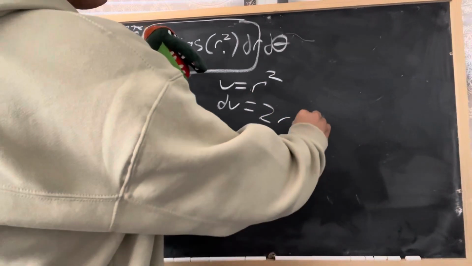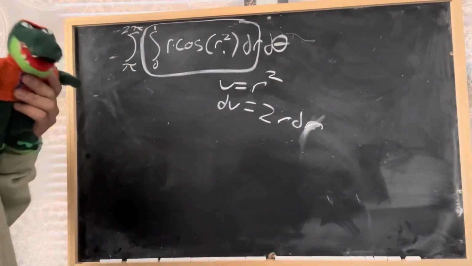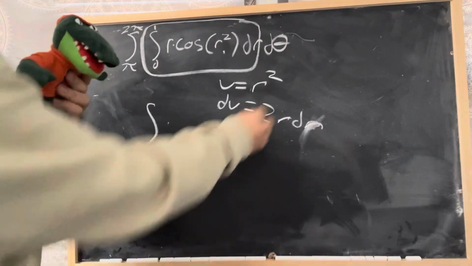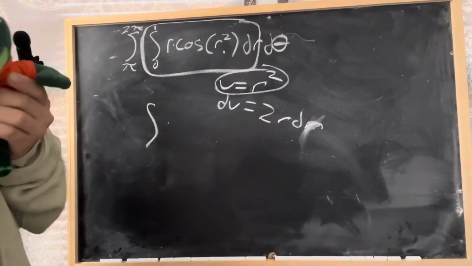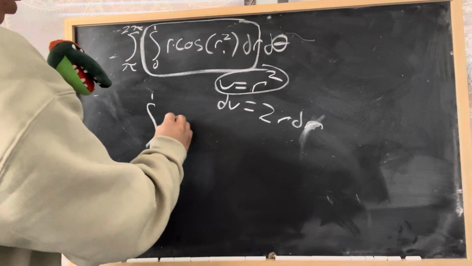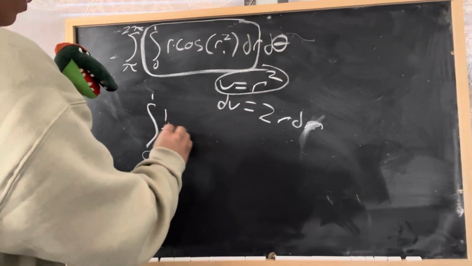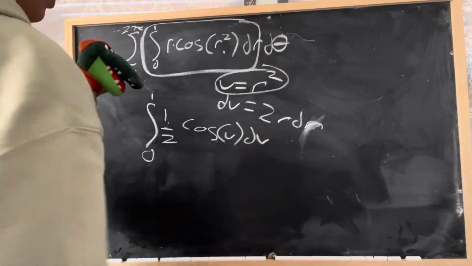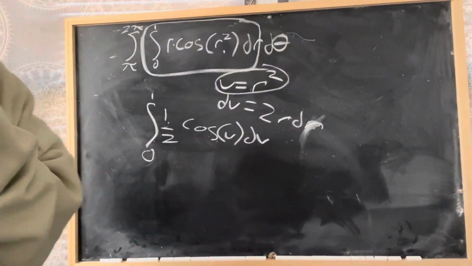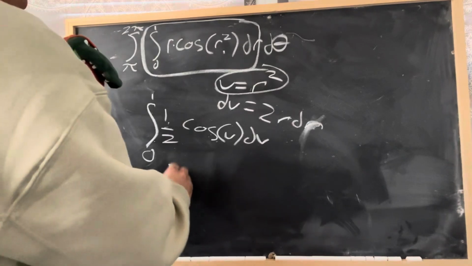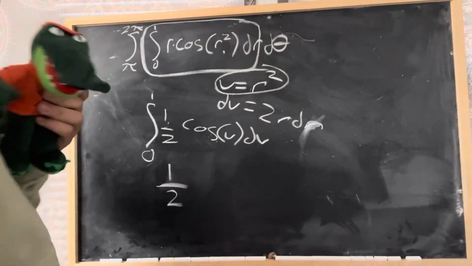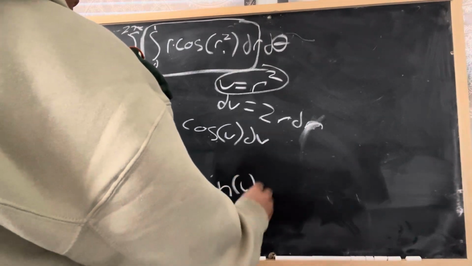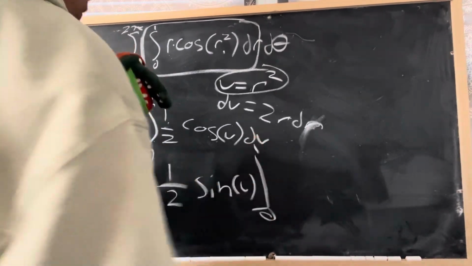I don't know why I wrote a capital R, but bear with me. And so if we plug 0 and 1 into that u to change our limits, we get the same limits. So we'll have 0 to 1 of 1/2 cosine of u du. And so this is a pretty simple integral. We just take the integral of cosine of u, which is sine of u, and then we're doing this from 0 to 1.